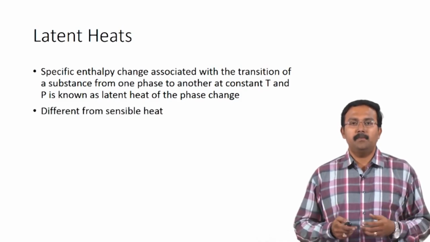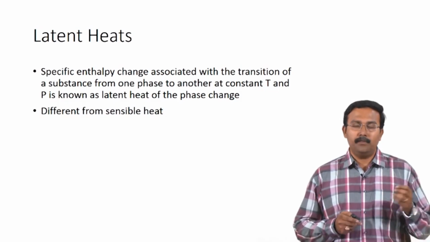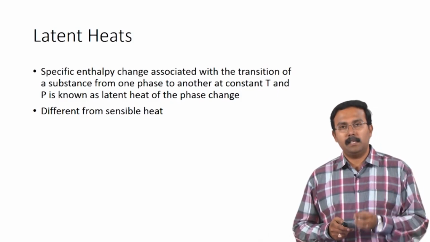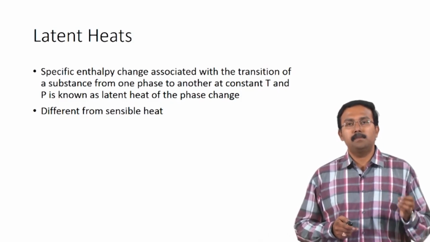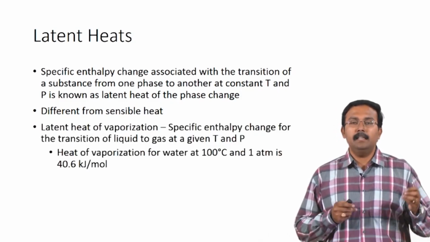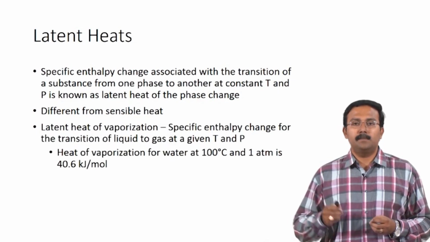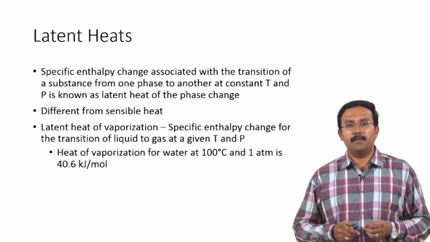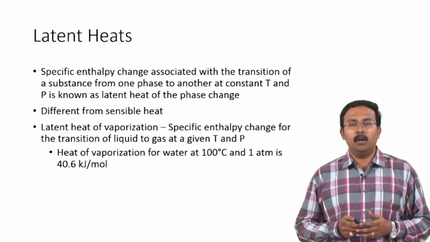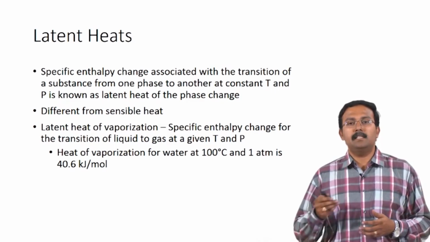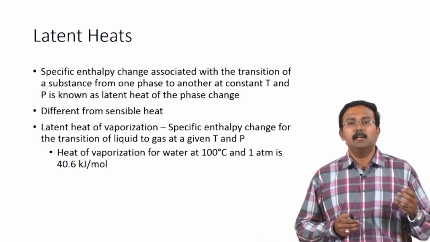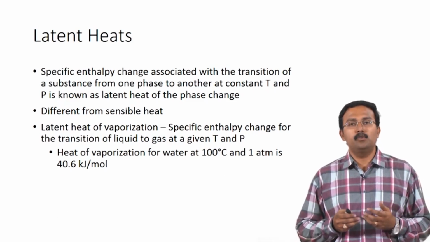You have different types of latent heats. So, this is different from the sensible heat. Sensible heat, as I mentioned, helps in increasing the temperature, whereas latent heat helps in changing the phase. Latent heat of vaporization is the specific enthalpy change for transition of liquid to gas at given temperature and pressure. So, for water, heat of vaporization at 100 degrees Celsius and 1 atmosphere, which is also called the standard heat of vaporization, is 40.6 kilojoules per mole.